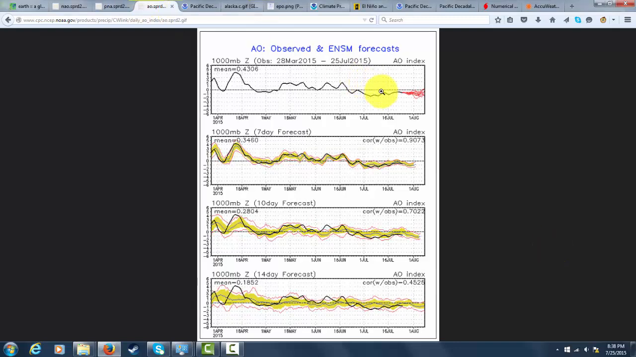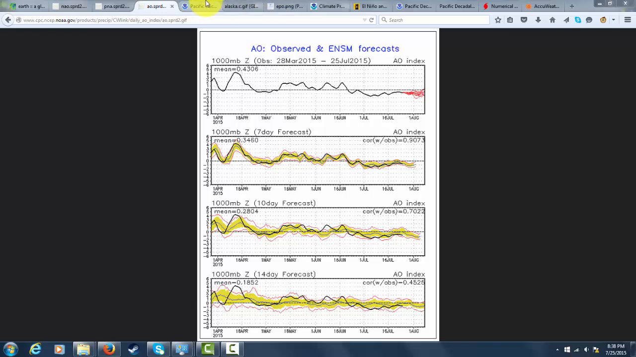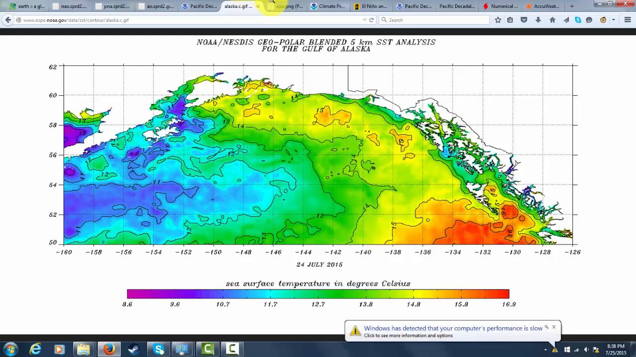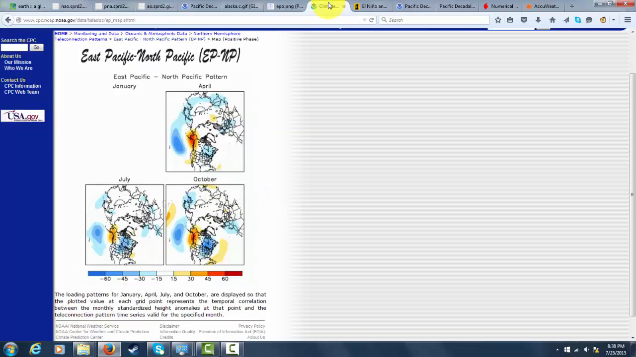The AO, we're just not going to talk much about, because it's pretty much neutral and it's not really changing that much. But the PDO, these real warm temperature anomalies off the coast of Alaska, is really going to enhance a trough ridge pattern, and you're going to see that in the 500 millibar height anomalies, which I'm going to get to next. Now, the EPO looks like it's going to stay relatively weak, close to neutral. However, it looks like it might go a little bit negative when we get into August.